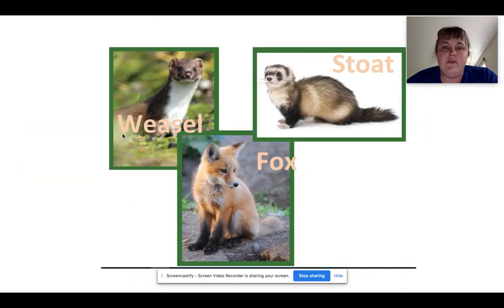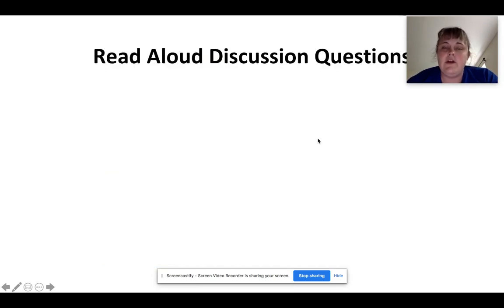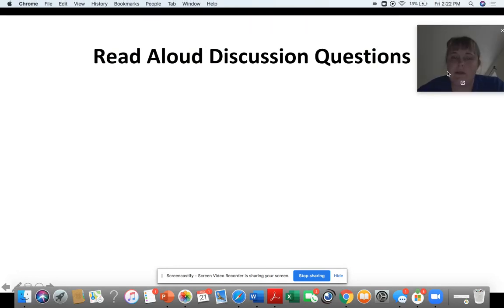Looking at a few of the animals that he mentioned, the weasel, the fox, and the stoat. The stoat kind of looks like a ferret, doesn't it? And here are some questions for us to consider as we finished our read aloud.